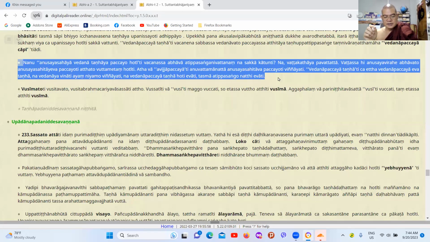Anusayasahaya vinnana, the vinnana which is accompanied by anusaya, tanhaya paccayo hoti, is the cause of tanha. Vacanassa abhava, as there is no such sentence here, no such kind of teaching. There is no such teaching.